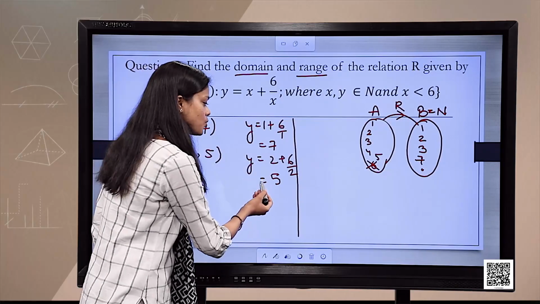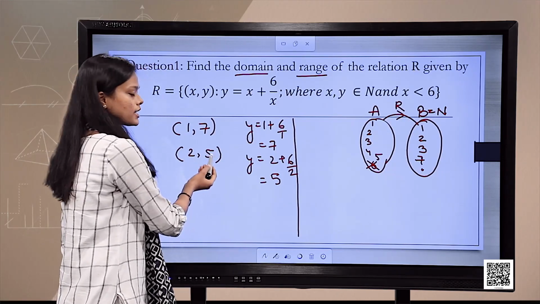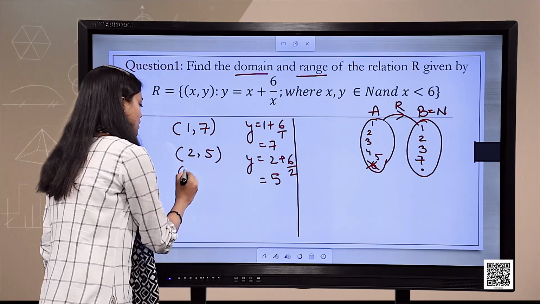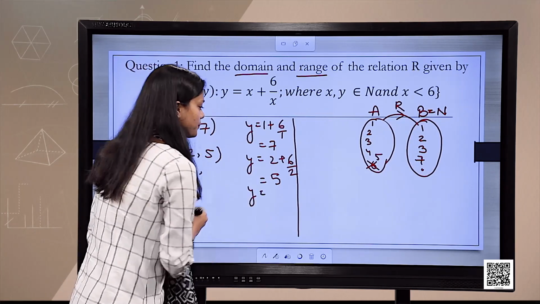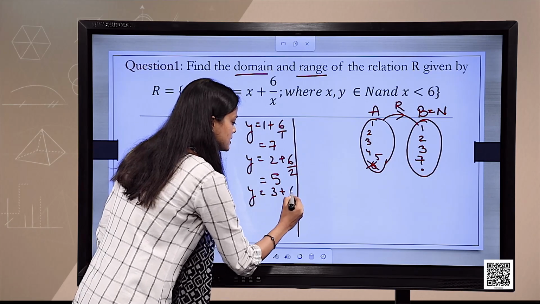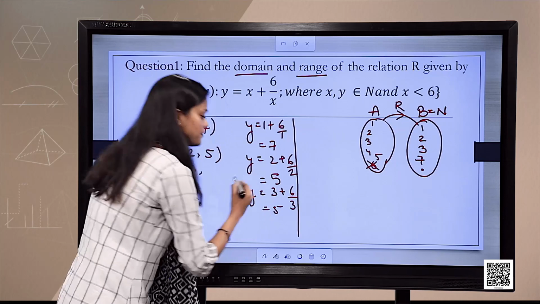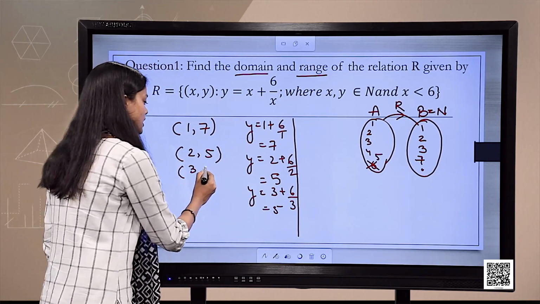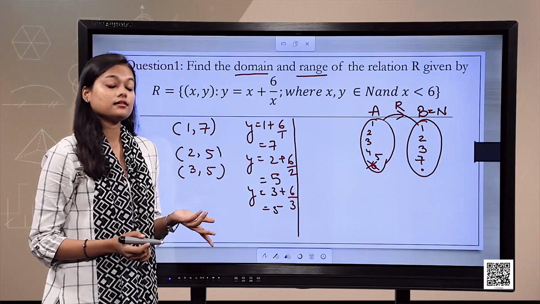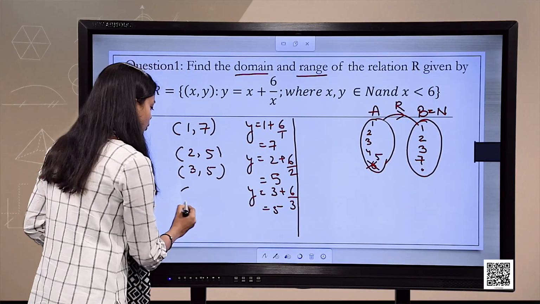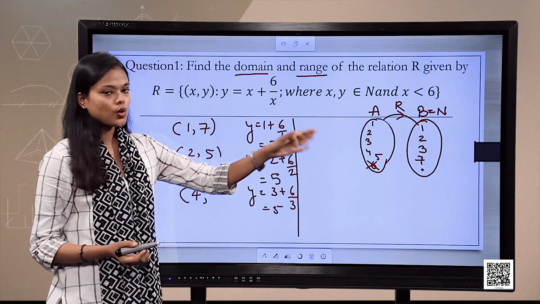Y is equal to 5. So, yes, 2 is also having its image, 2 is related with 5. Now, let us take 3. What will be its image? 3 plus 6 by 3, which is again coming out to be 5. So, 3 is again related to 5. Now, let us take the next element, which is 4, and let us see whether it has an image in the codomain or not.